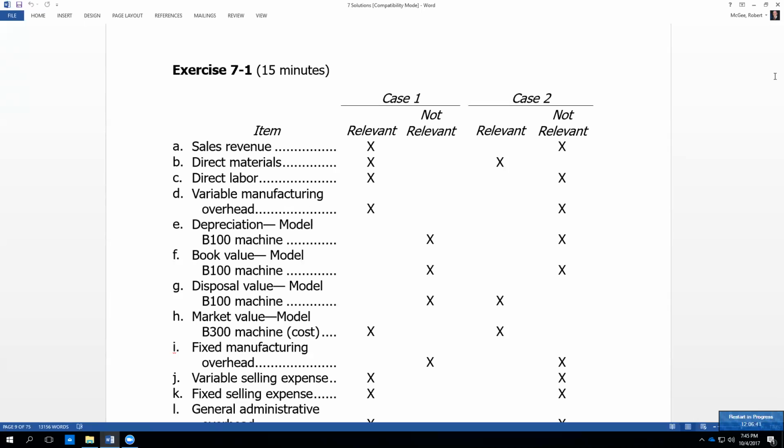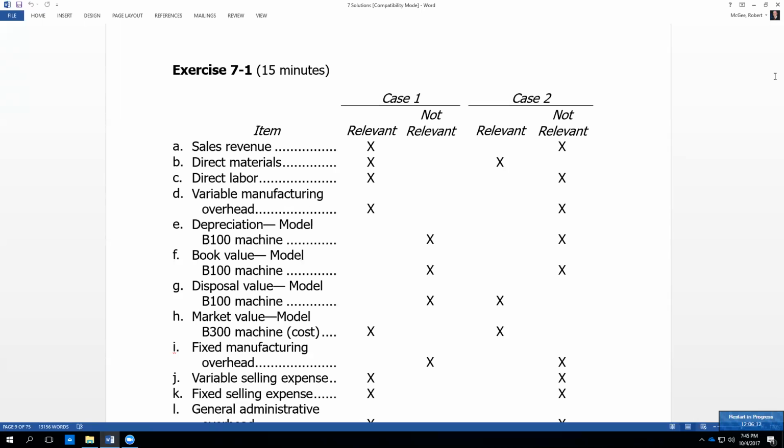Depreciation on the B100 machine, why is that not relevant? Can you clarify that? Clarify? Oh yeah, for the variable cost, if you buy another machine, you're going to be able to produce more units. And so the more units you have, the more direct material, more direct labor, more variable overhead you're going to have. So those are relevant numbers because if you buy the new machine, you have those numbers. If you don't buy the new machine, you don't have those numbers.